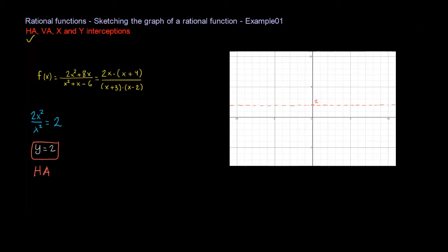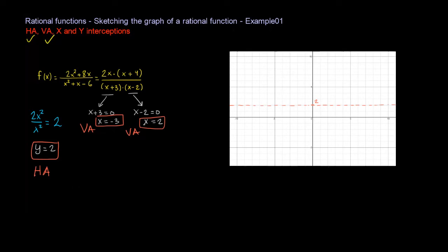Now let's look for the vertical asymptotes. The vertical asymptotes are also found in the factors of the denominator. This x plus 3 and the x minus 2, you set both of them equal to 0: x plus 3 equals 0, and x minus 2 equals 0. Then solving for x, we get x equal to negative 3 and x equal to 2. Those are my super nice vertical asymptotes: x equal to negative 3 and x equal to 2.